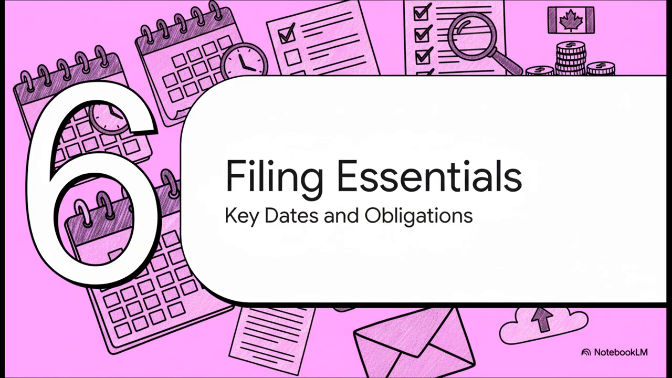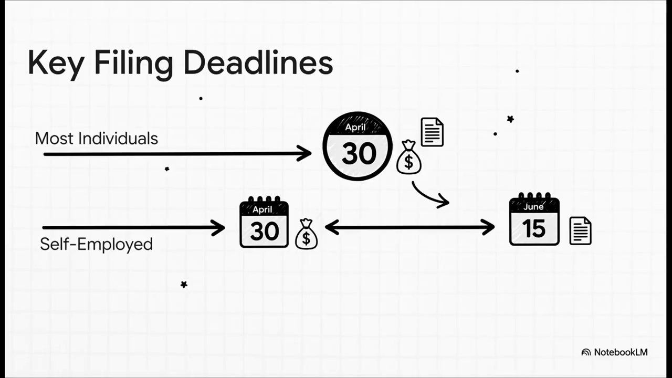Finally, let's cover the practical side of things, compliance. Knowing the rules is great, but you also have to follow them. So let's talk about the key dates and obligations you need to be aware of. You really need to remember these two dates. For most people, April 30th is the deadline to both file your tax return and pay any tax you owe. Now, if you or your spouse are self-employed, you get a little bit longer to file, until June 15th. But, and this is so important, your payment is still due on April 30th. The extension is only for the paperwork.